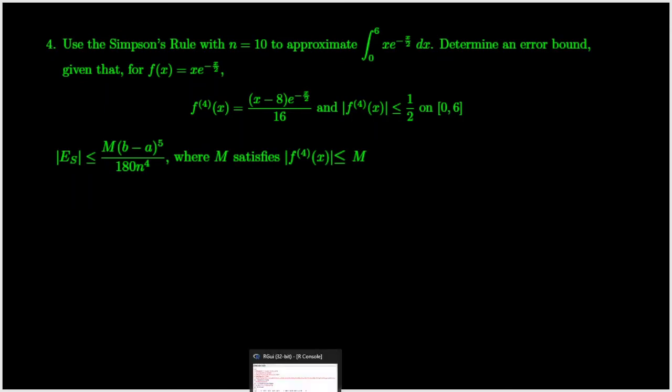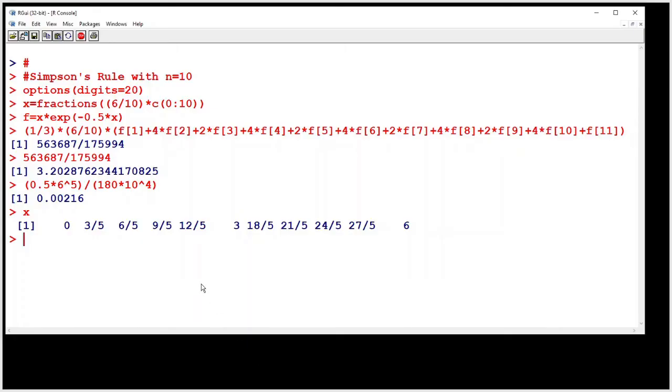For the first part, look at our program. X is a vector consisting of all the partition points. We divide the interval from 0 to 6 into 10 subintervals. We have all the partition points on this list. And then this line is the definition of the function.